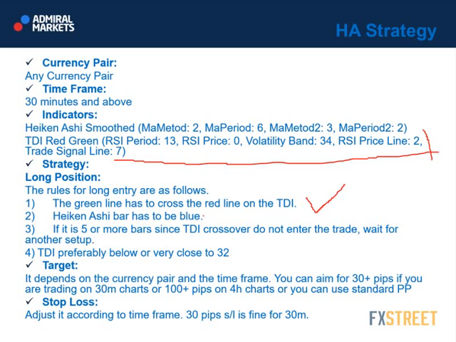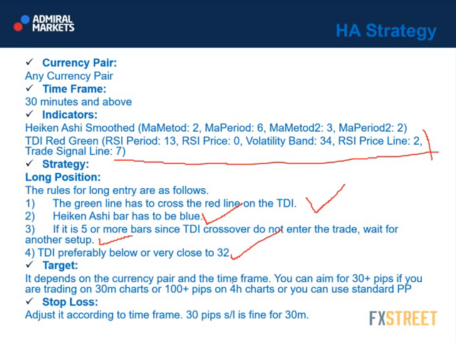Heiken Ashi bar has to be blue. This is very important because we are using Heiken Ashi smoothed. So Heiken Ashi bar has to be blue. If it's 5 or more bars since the TDI crossover, do not enter the trade. Wait for another setup. TDI preferably is below or very close to 32.